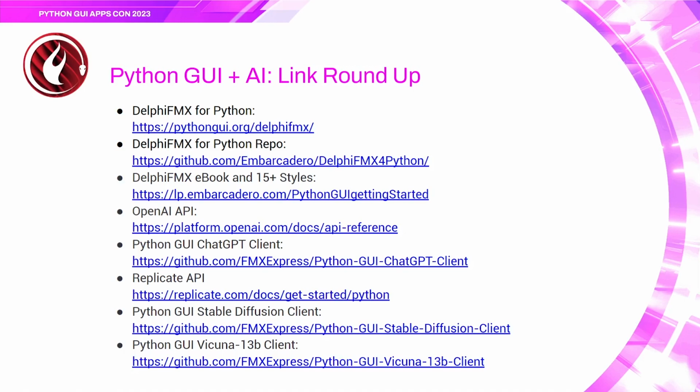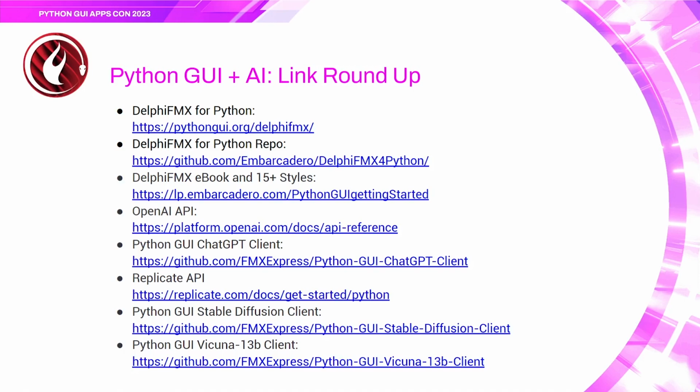We have the link to the ebook and the 15 plus styles for DelphiFMX. You can get that. There's the link to the API reference for OpenAI. So if you want to access other APIs or find out what else you can do with their API, you can go to that documentation there. And so we have the link to the ChatGPT client that I built using ChatGPT and DelphiFMX, and that's the repo for that.